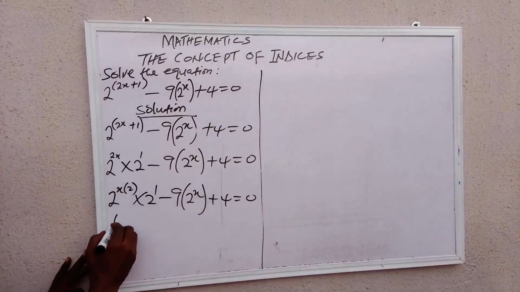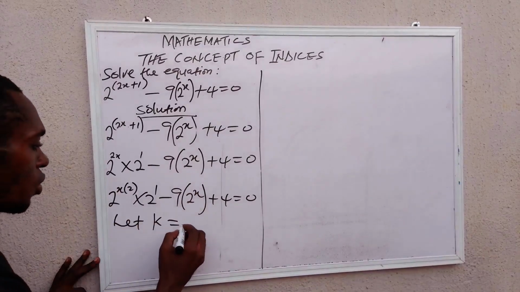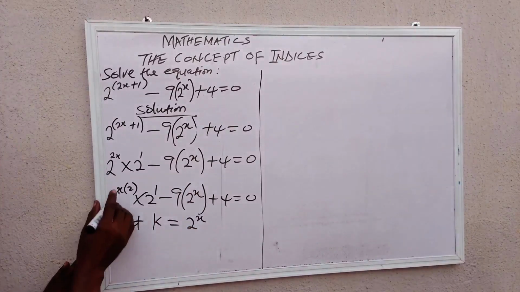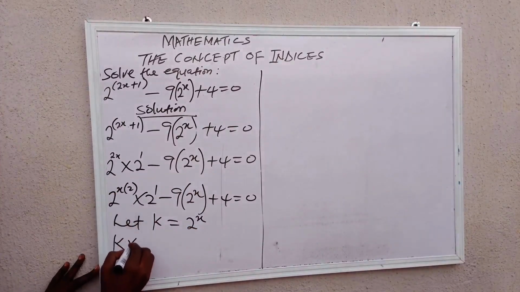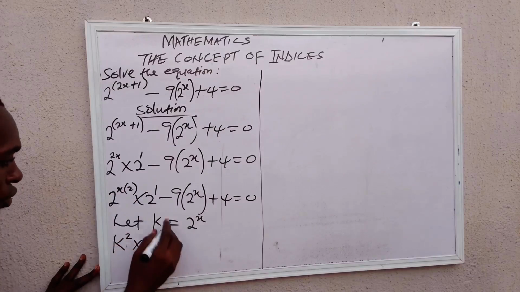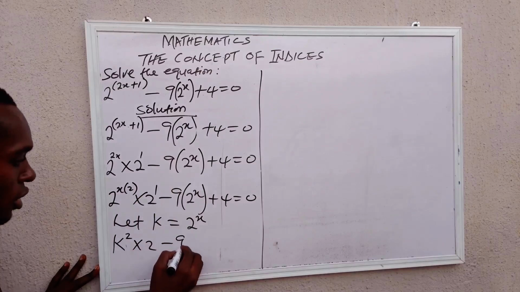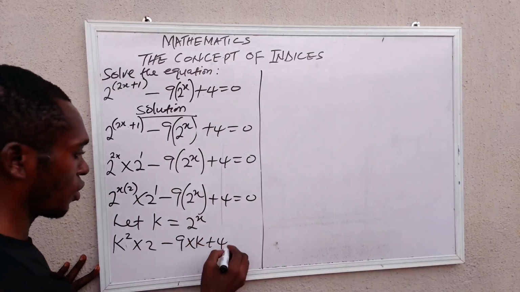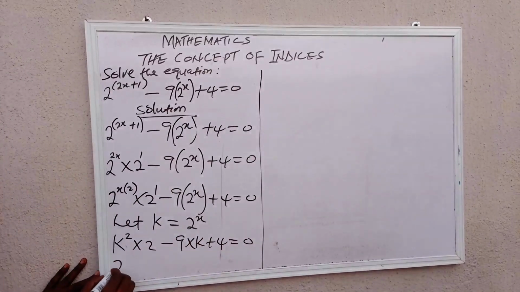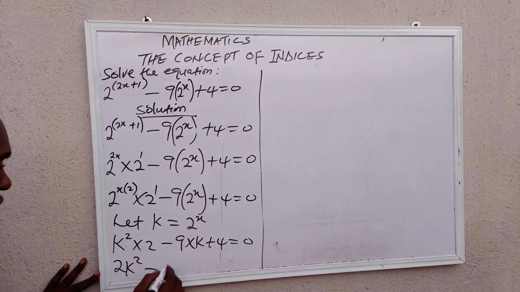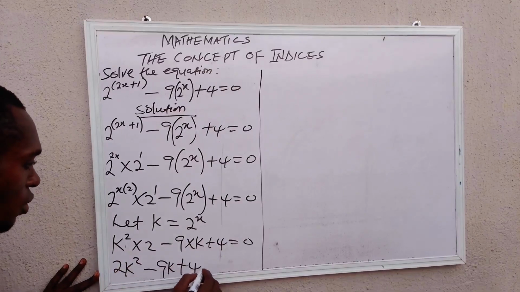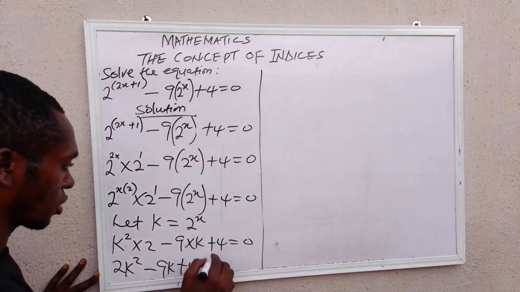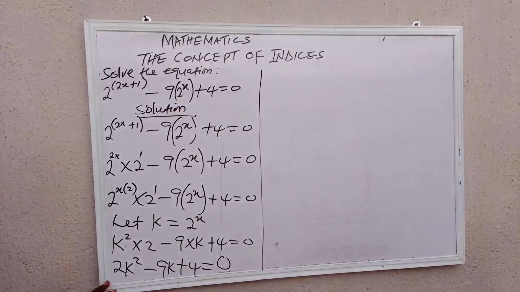So we can say let k equals 2 raised to the power of x. So anywhere we see it, we represent it with k. Don't forget, that will be k squared times 2 raised to the power of 1, which is 2, minus 9 times k plus 4 gives us 0. So we're going to have 2k squared minus 9k plus 4 equals 0. So we have formed a quadratic equation.